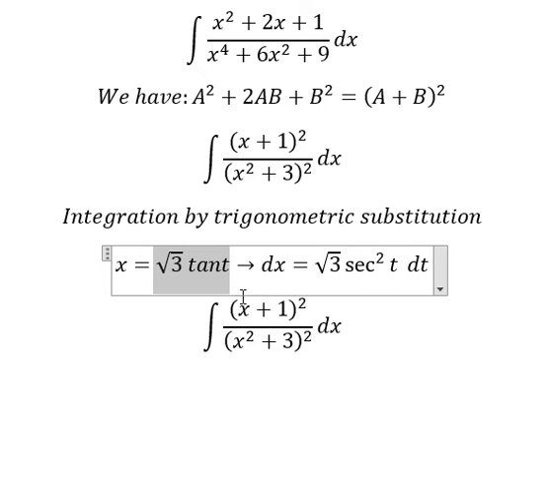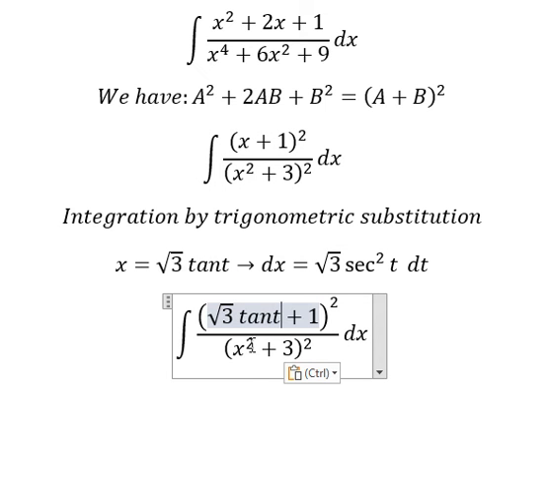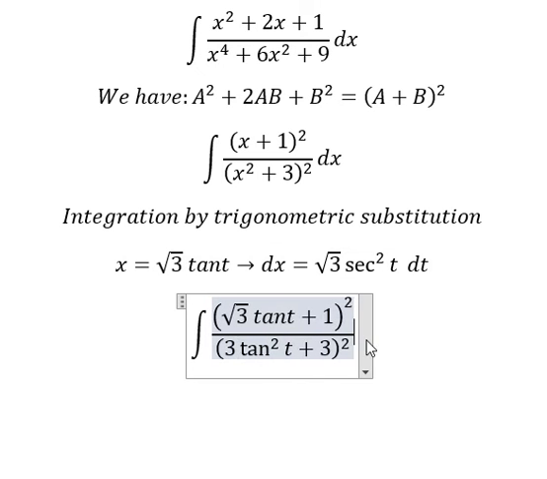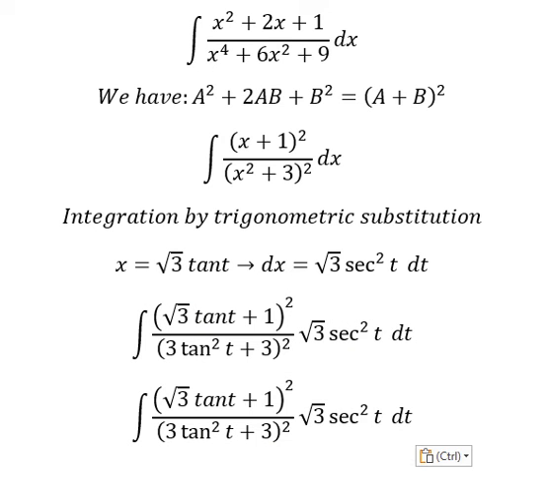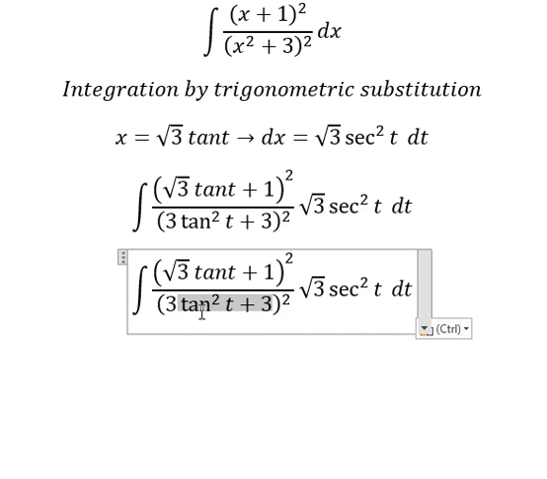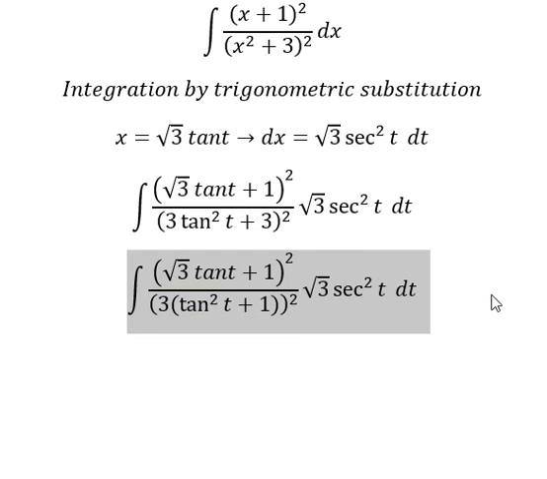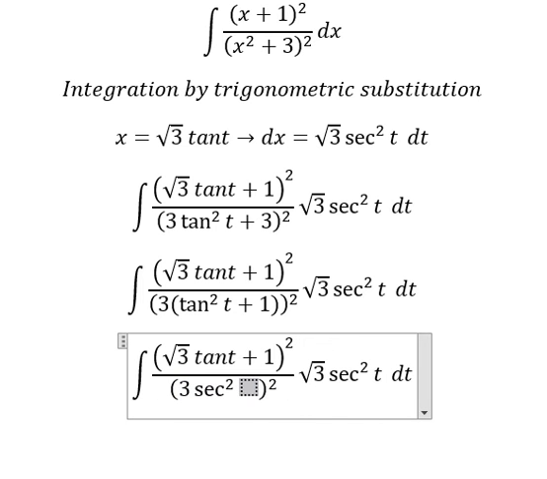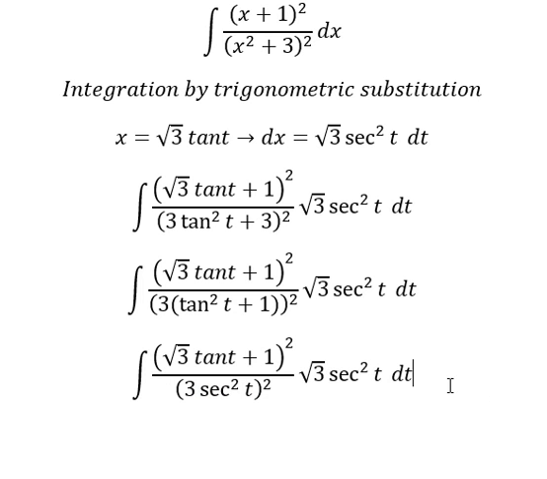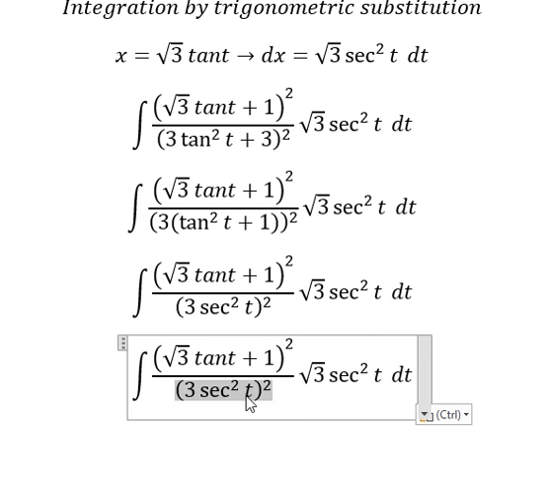So I will put this one in here. If we put this one in here, we have 3 tan t squared. The s we change by this one. So for the number 3, we can do factorization. This one, we have secant of t squared. This one, we have 9 secant of t to the power of 4.